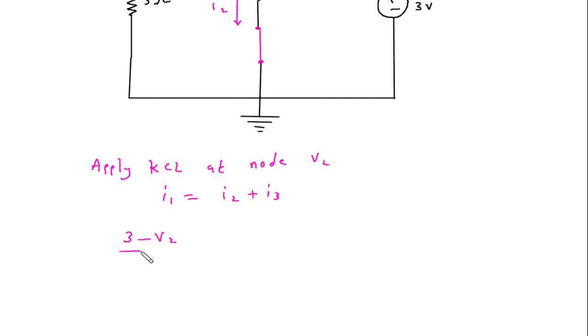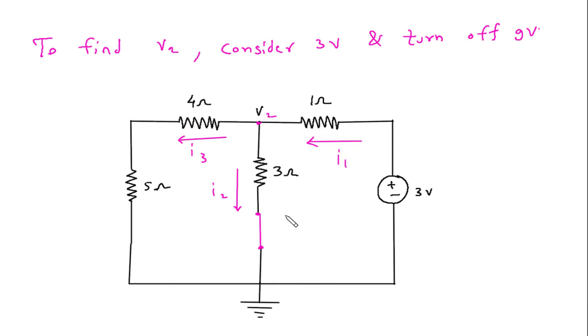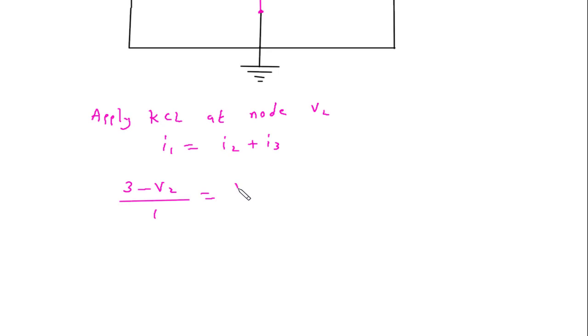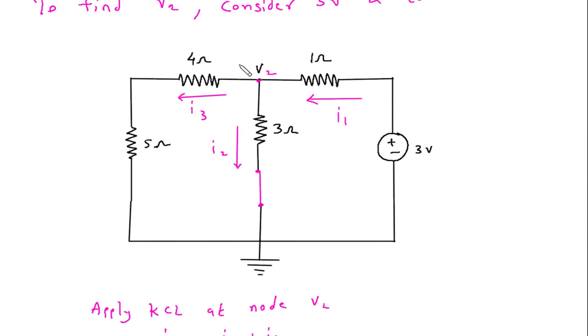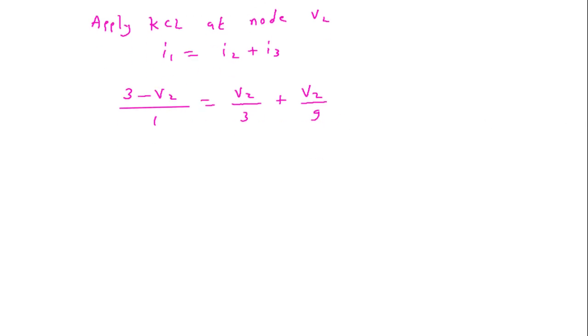I2 is equal to (V2 minus 0) by 3, plus I3. I3 is equal to (V2 minus 0) by (4 plus 5), which is 9. So I3 is equal to V2 by 9. Now this is equal to 3 by 1 minus V2 by 1, minus V2 by 3, minus V2 by 9 is equal to 0.